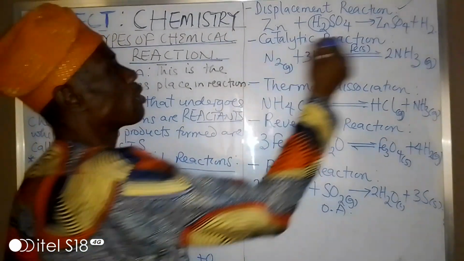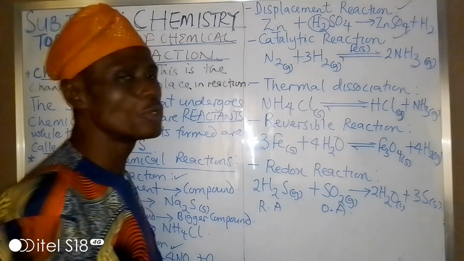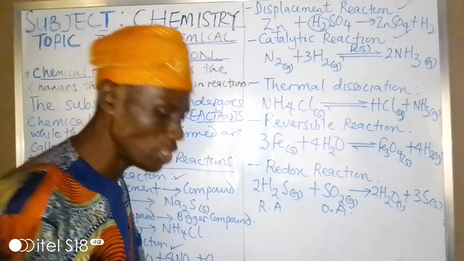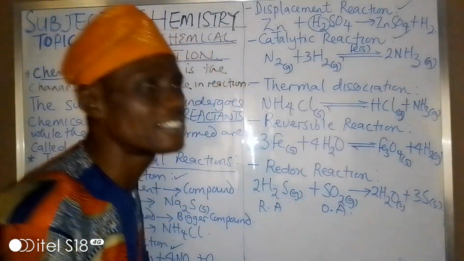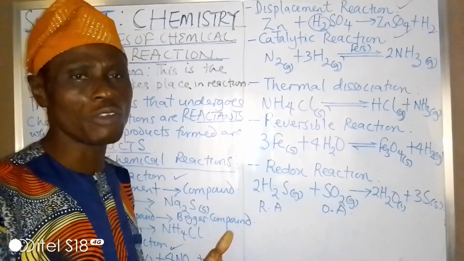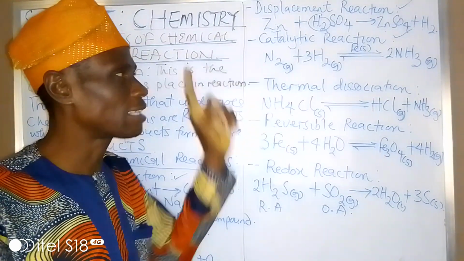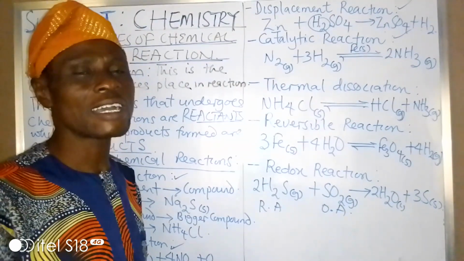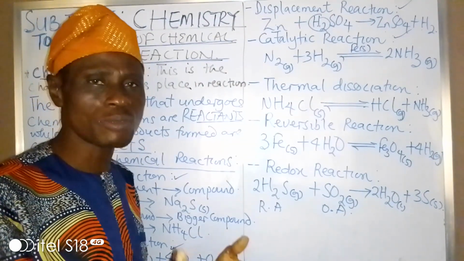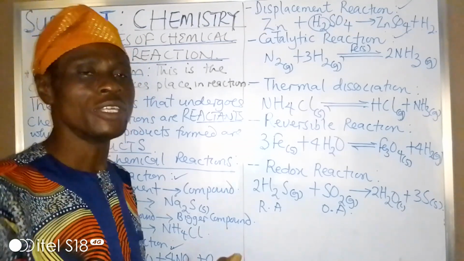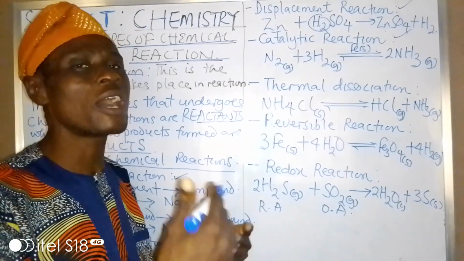Now another is called what? Catalytic reaction. Catalytic reaction means a reaction in which a catalyst is being involved. Catalyst is being used in a catalytic reaction. Catalysts are involved. And what is a catalyst? Catalysts are substances that alter the rate of a chemical reaction. It alters the rate of chemical reaction.